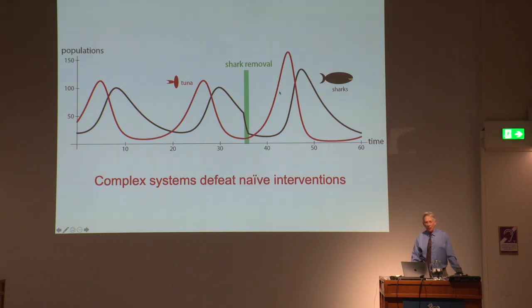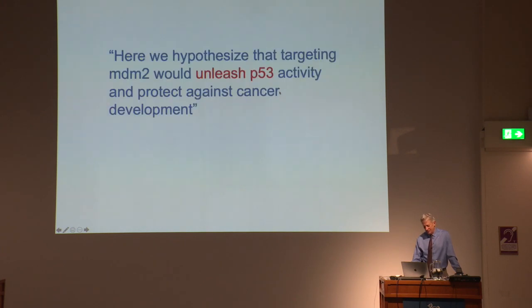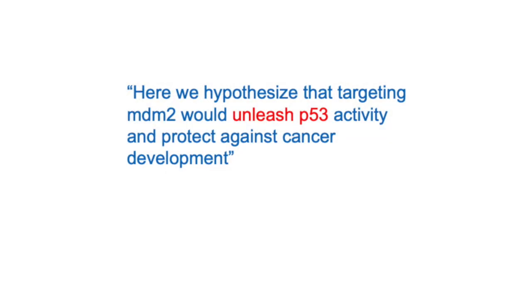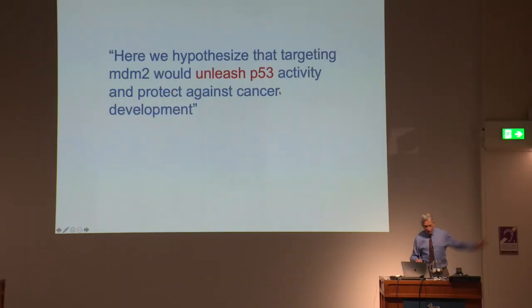From that point of view, it becomes difficult to understand statements like this, which I pulled out of a paper: We're going to unleash P53 by blocking MDM2. And we heard this from a speaker a couple of weeks ago. I pulled this out of a paper. Everybody's trying to unleash P53 by blocking MDM2. And that is exactly increasing the tuna population by blocking the sharks.